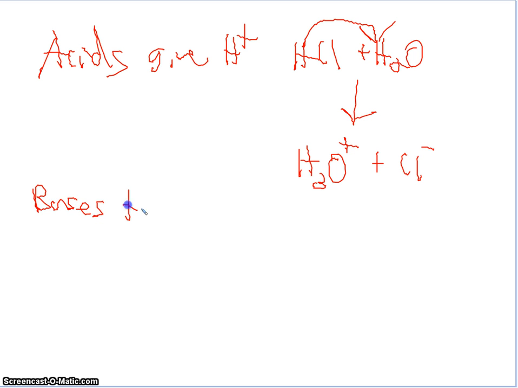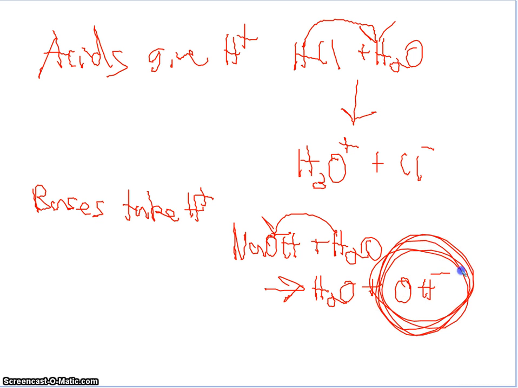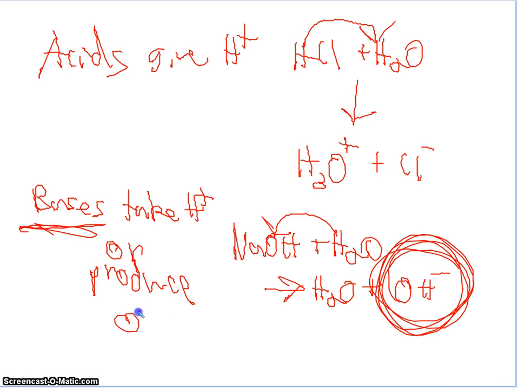Bases take H+. So NaOH plus H2O, boom. That's a bad example. Okay, well, whatever. This H goes over here and makes H2O. I know, crazy. That's why it's a bad example, because it's making the same thing. And then boom, you have the OH minus left over. So if you produce hydroxide ions, it's almost always a base. So take H plus or produce OH minus.